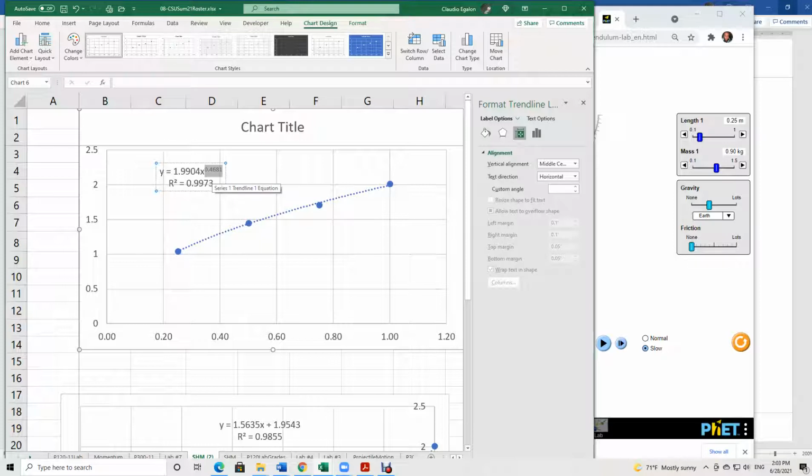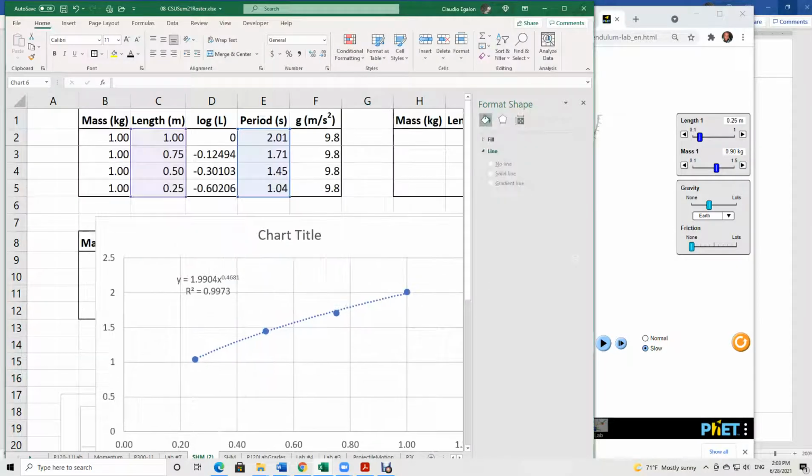is a 0.03 difference. 0.03 difference is less than 10% difference. It's around a 6% difference, a little bit more than 6%. It's an acceptable result. Let's go to the next one.